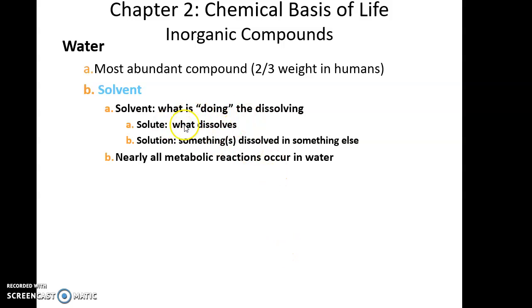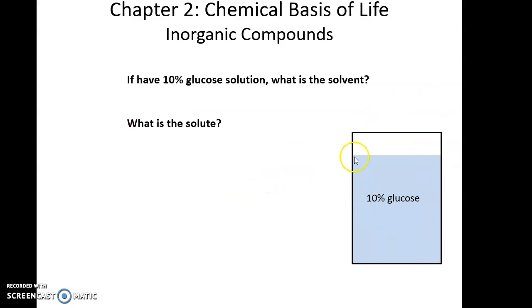The things that dissolve in water are known as solutes. So solutes dissolve into solvents, and when that happens, you get a solution. A solution is something that is dissolved in something else. So for instance, you dissolve salt, sodium chloride, into water. Solute is sodium chloride, solvent is water, which gives us the sodium chloride solution. Nearly all metabolic reactions occur in the presence of water, making water extremely important for us humans.